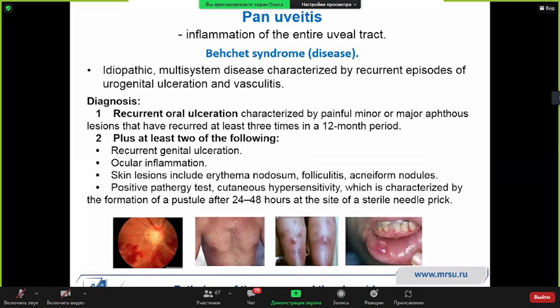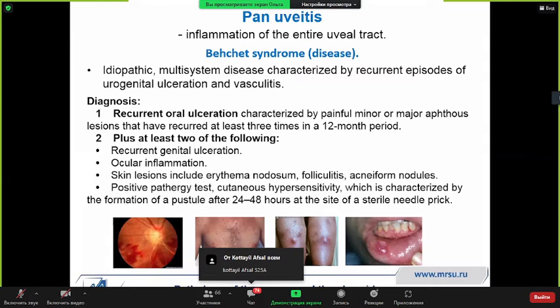About panuveitis. Panuveitis is inflammation of the entire uveal tract. It's iridocyclitis plus pars planitis plus choroiditis. So the entire uveal tract. Firstly, the most common disease which can cause panuveitis is Behçet syndrome.